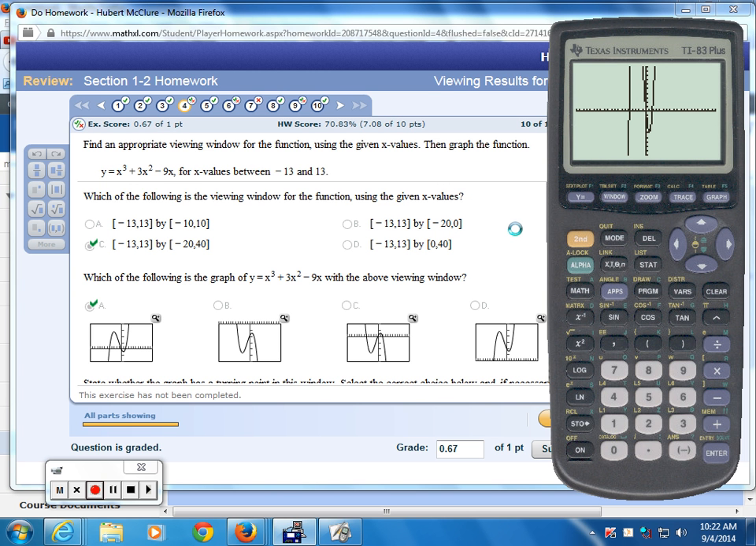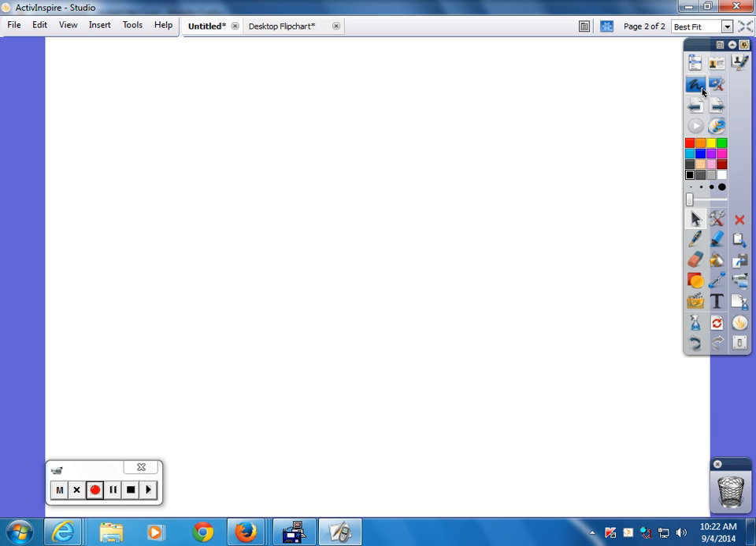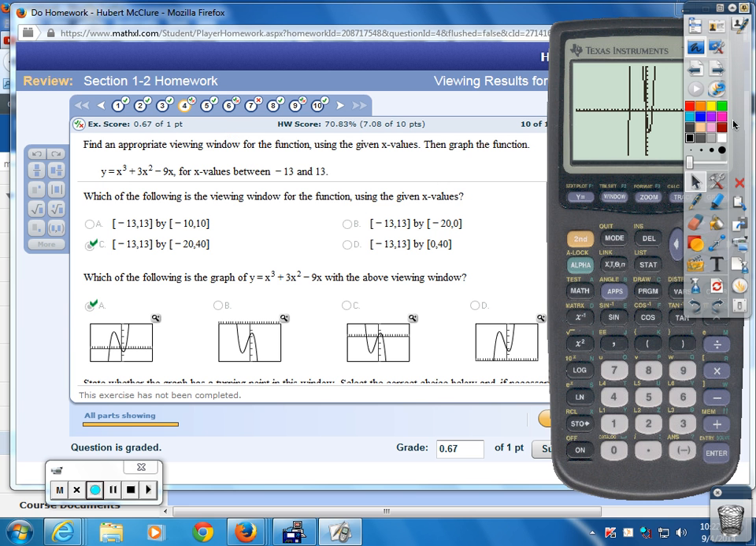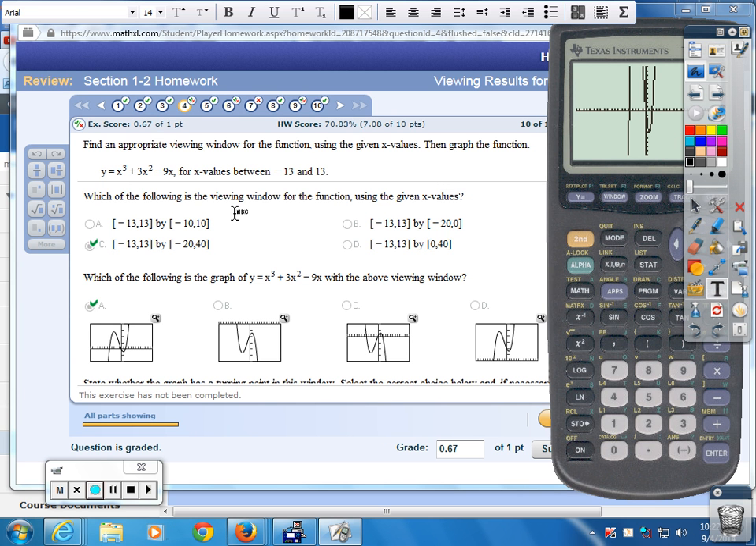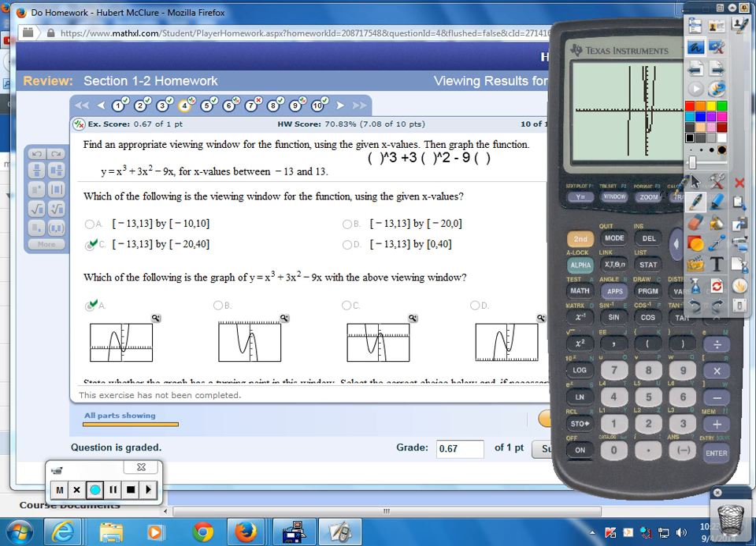You already know your domain. So let's find your range. I can't use that, so let's go back to the handy dandy drawing board that don't work half the time. This is section 1.2, number 4. So our function is x cubed plus 3x squared minus 9x. And what are we going to plug in for those numbers? Well, negative 13 here, negative 13 here, and negative 13. So go ahead and do that.